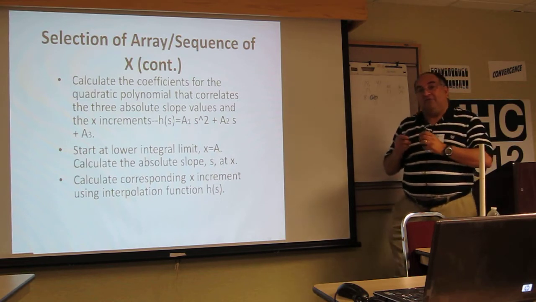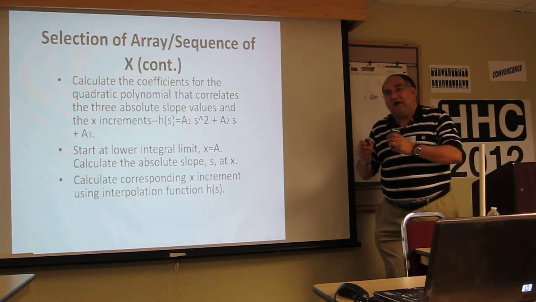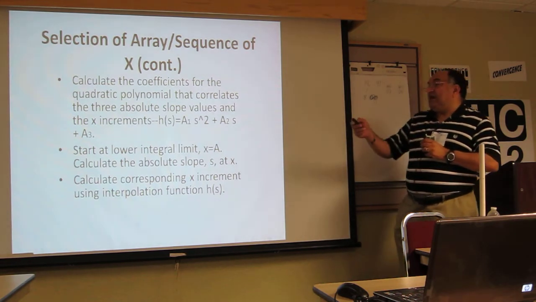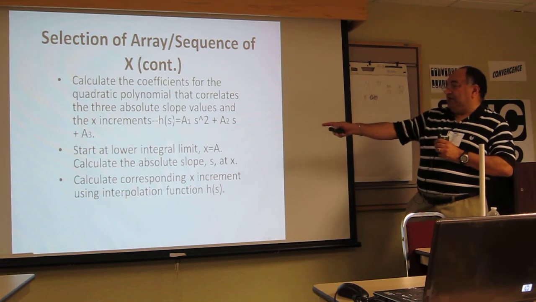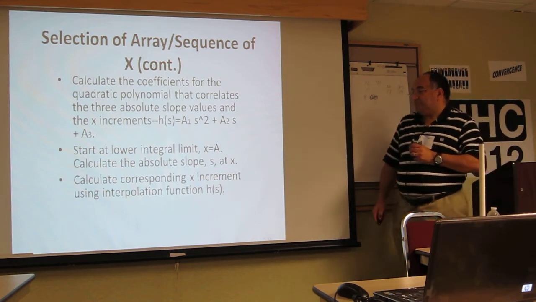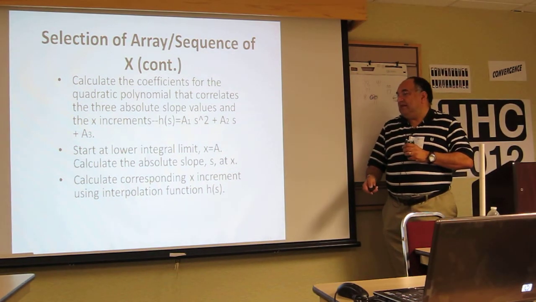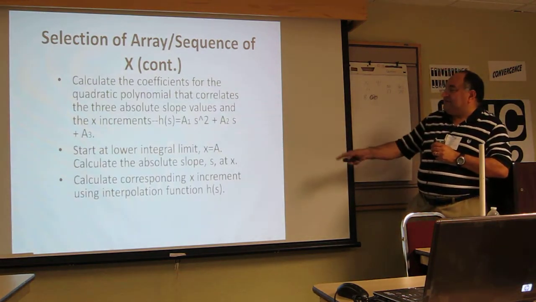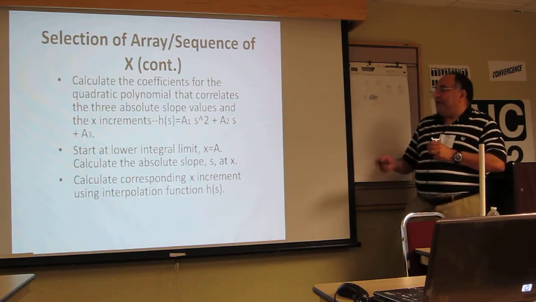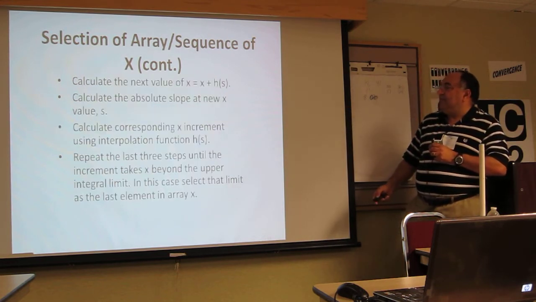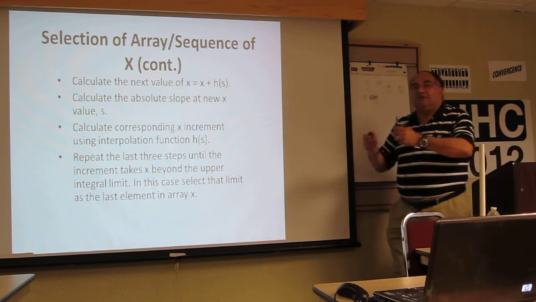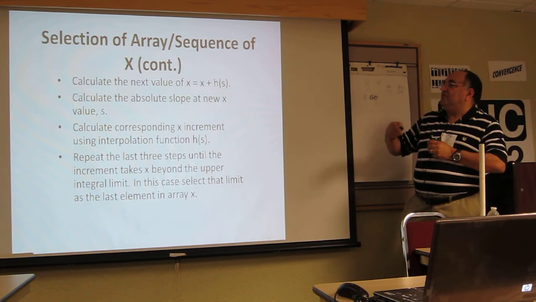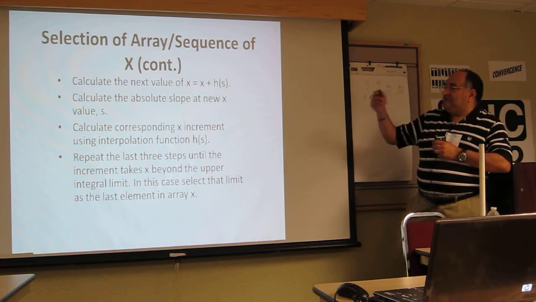That will be my guide to tell me how fast or how slow I should proceed from one point to another. And I start the integration at the lower integral limit, x equals a, the lower bound. There I calculate the absolute slope, s, at that value. And with s, I go back to that polynomial and calculate the increment, h of s. And so I'm ready now to take my first step. I add h of s to x, and I get the new value of x.